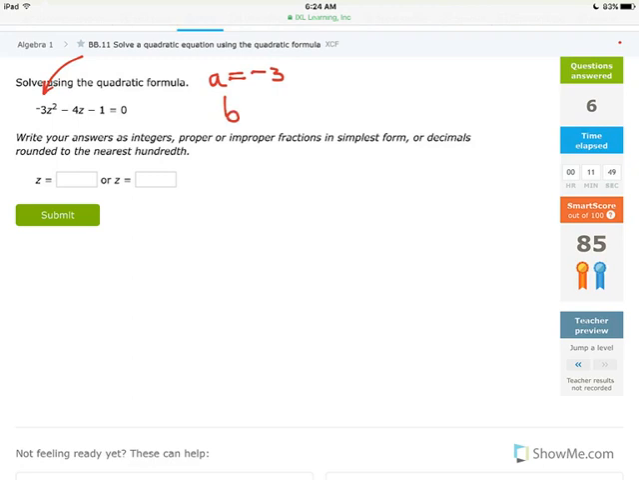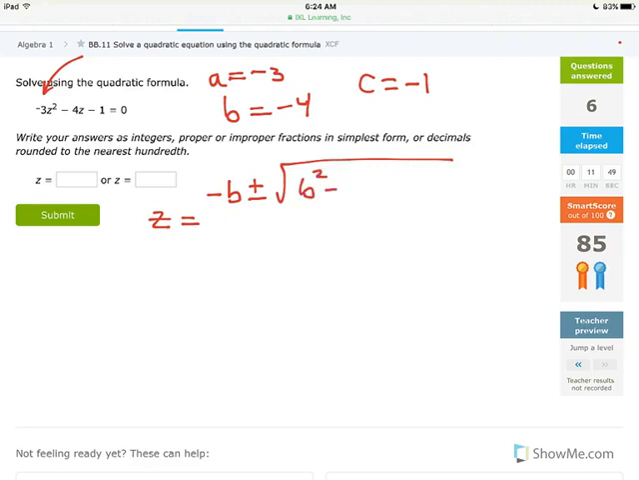B would be negative 4. And C would be negative 1. So you're just going to really have to track your plus and minus signs, but it's all going to go into the formula the same way. So your solution for Z, the formula is negative the B value plus or minus the square root of B squared minus 4AC, all over 2A. So if you were to put this in, we'll just do the setup.